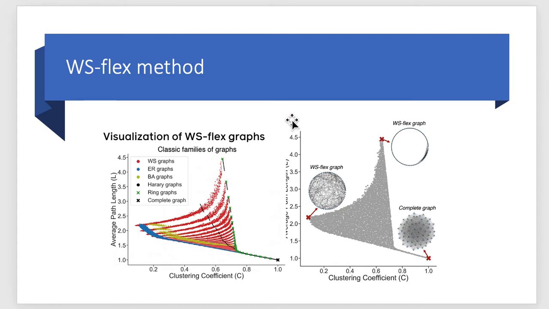This is an illustration of the WS-flex method. As you can see on the left-hand side, there are many different methods to generate different types of graphs. But the WS-flex method can generate various graphs with respect to graph measures, which are the C and L we mentioned before.